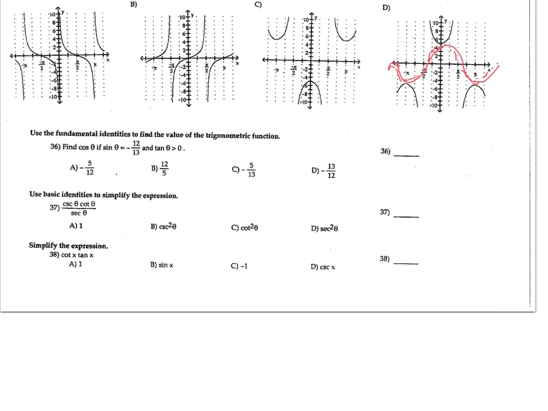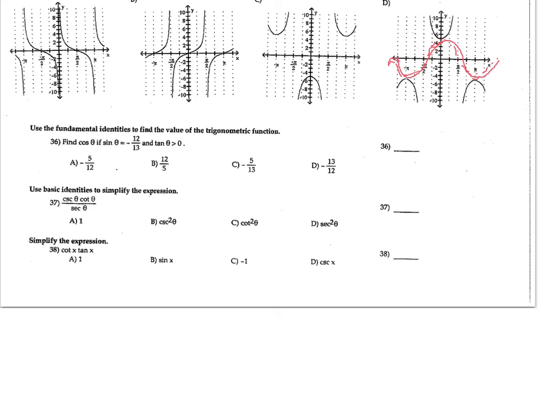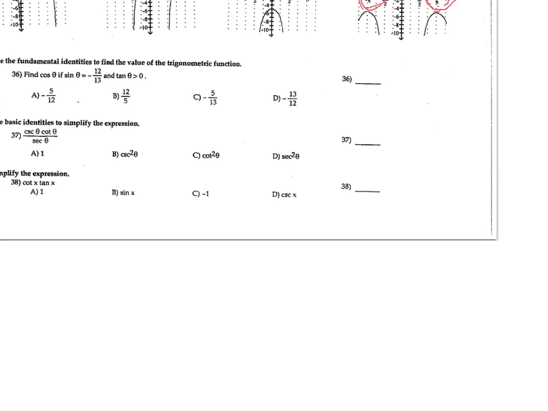And number 36, it says find cosine when sine is negative 12 over 13. Okay, well, first of all, I need to draw my quadrant in which tangent is positive. So tangent is positive on the first and on the third quadrant. And then they want sine to be negative. So where is sine negative? On the first or the third one? On the third one. So then you need to draw the triangle. Sine is negative 12 over 13. This is negative 12. This is 13. And they want you to find cosine.